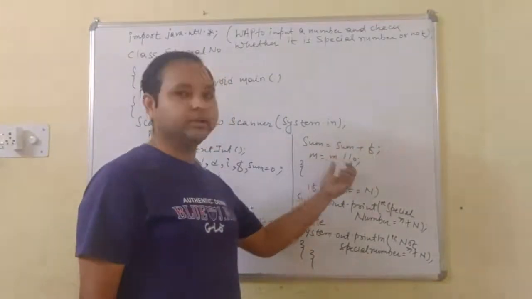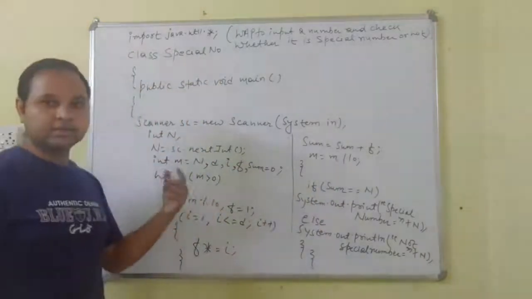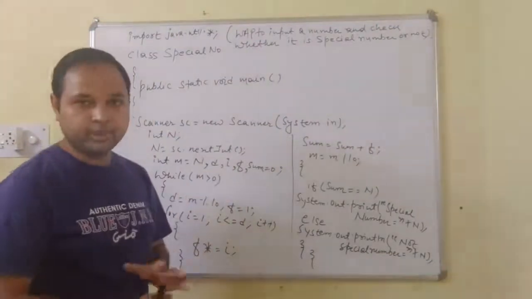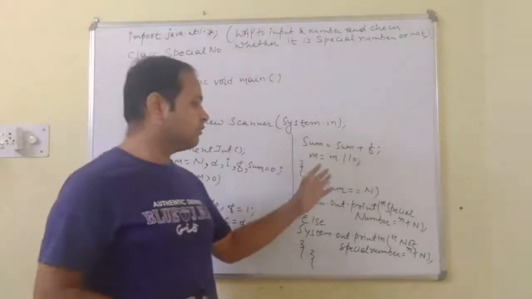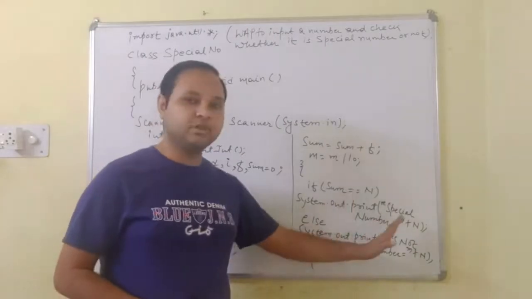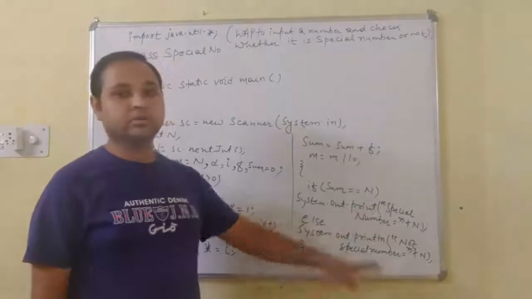After that you will update the number to get the next digit. So this loop will rotate and you will get the sum of the factorial of each digit till the value of m becomes 0. And the final sum we will compare with n. If we get the value of sum as n, then it is a special number, otherwise it is not a special number. It will print the number also.